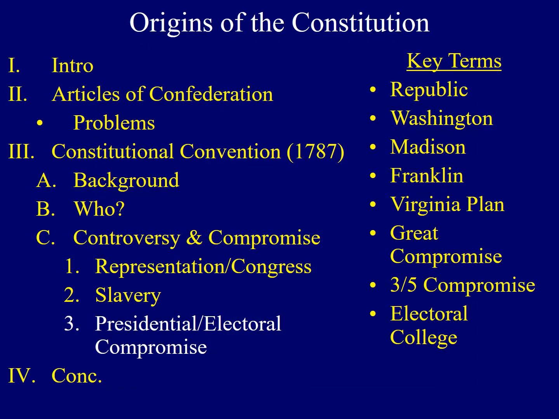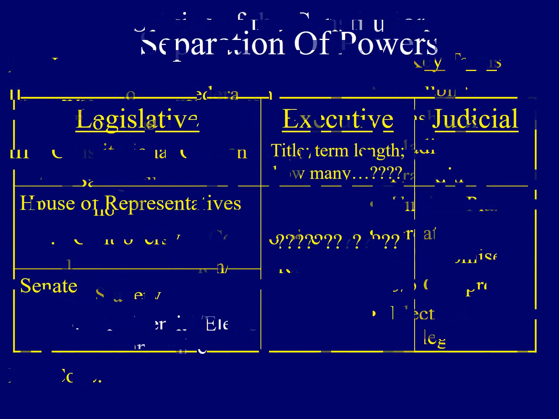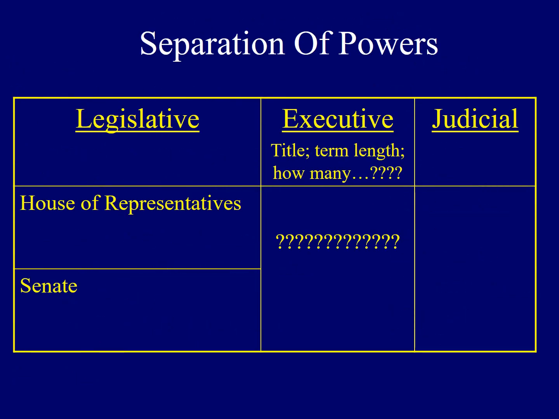The last controversy I'd like to address dealt with electing the President of the United States, and it resulted in the creation of the Electoral College. There were lots of questions dealing with the chief executive. What should they call this person? How long should the length of term be? How many should there be? Should there be 2 presidents? Should there be 3? Should there just be 1? There were lots and lots of questions.